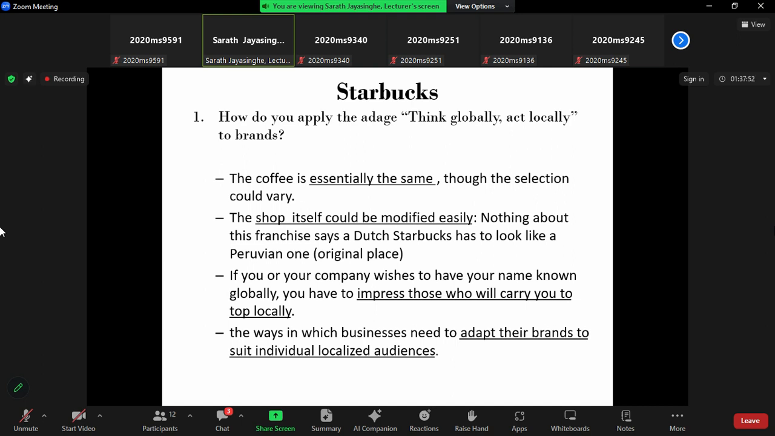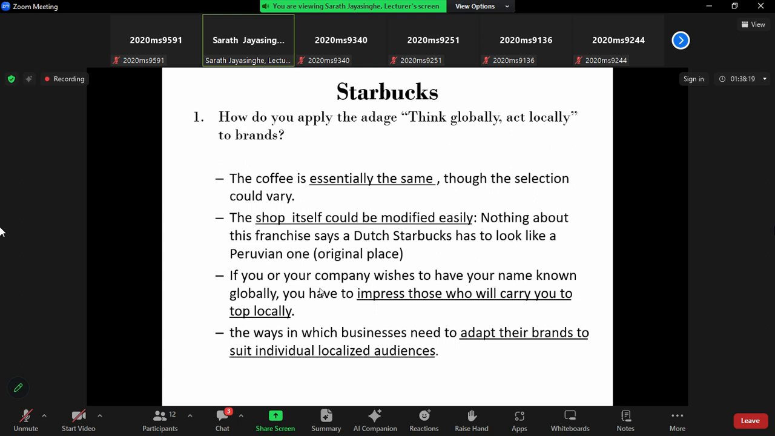The copy is essentially the same. The original copy, they try to keep it as it is, that original quality, right? Though the selection could vary, the shop itself could be modified easily. Nothing about the franchise says that the Starbucks has to look like a Peruvian. That Peruvian means that original thing. That there may be some changes.